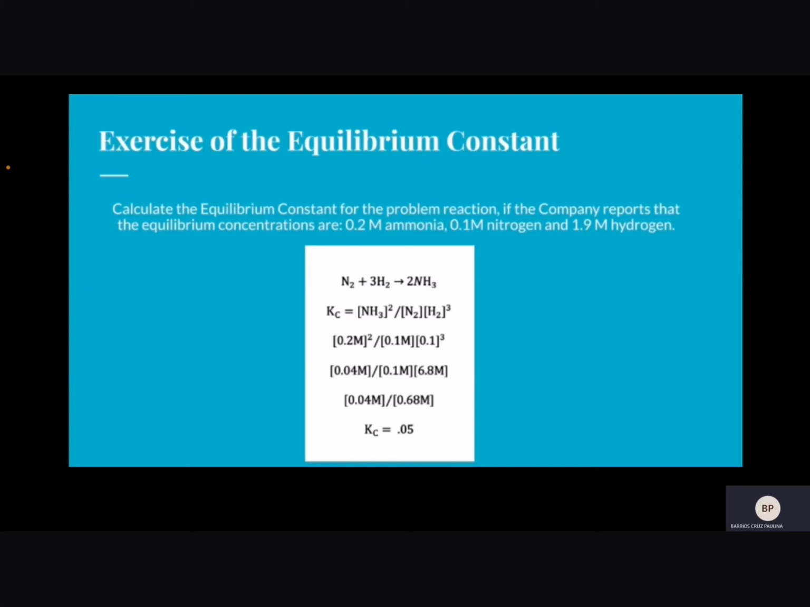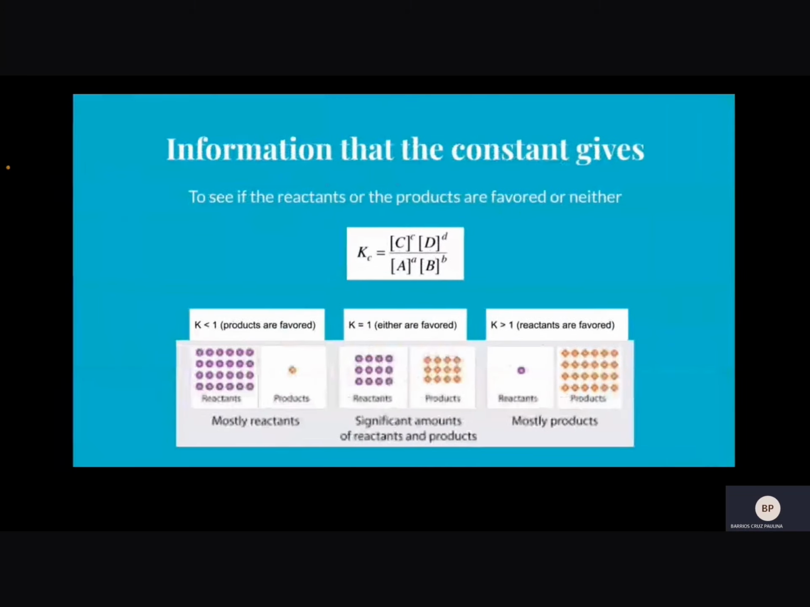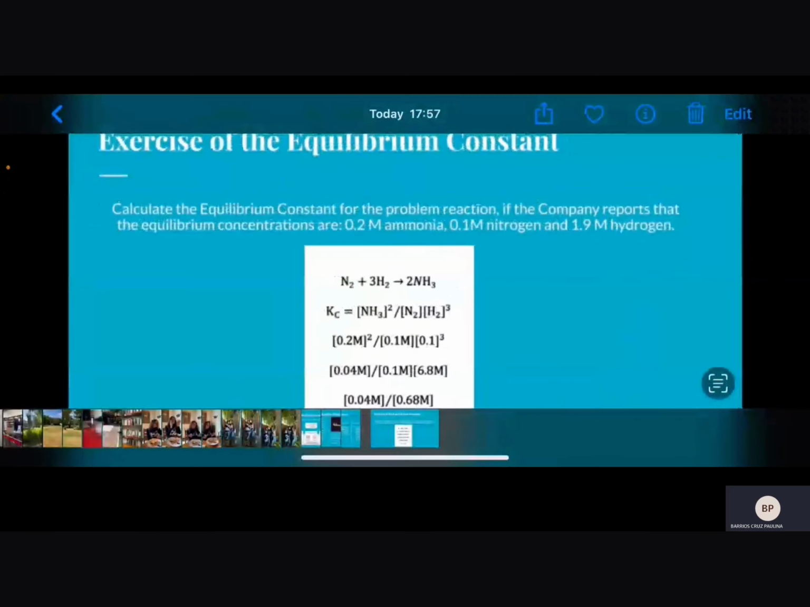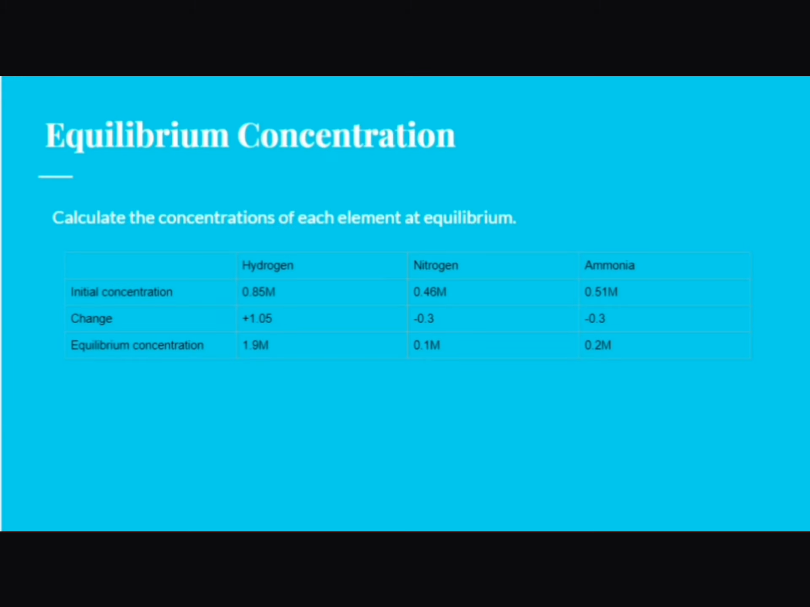So here I'm showing the first one, then I'm showing the formula for what we have already seen, that is the constant. And here we have the replacement of each one and how these are going to be, and the final result that is 0.5. To calculate the equilibrium concentration of each element, we made this chart that has initial concentration, the change in the concentration, and the equilibrium concentration of each element.